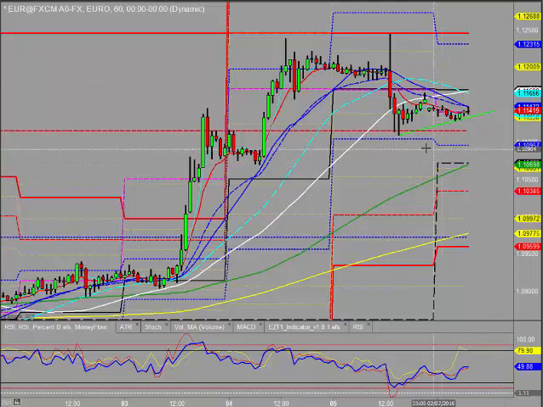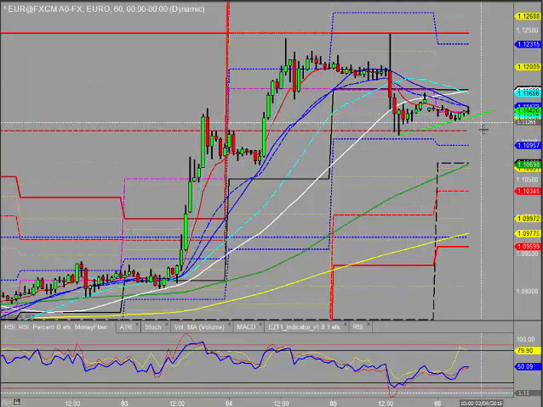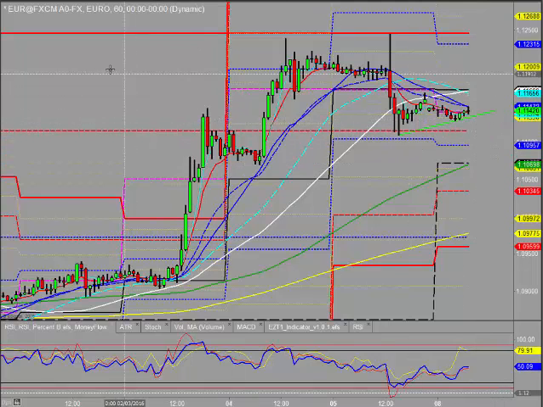At some point, if it just breaks these lows though, we could be on for the S1 and the weekly pivot relatively early this morning.